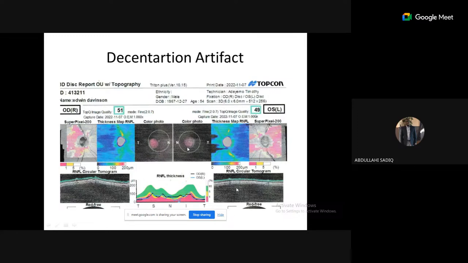But you can see this one. And even this one, you can see an artifact here, this is called blinking artifact. When the patient blinked, that was when the scan was taken. And that's what's showing here.